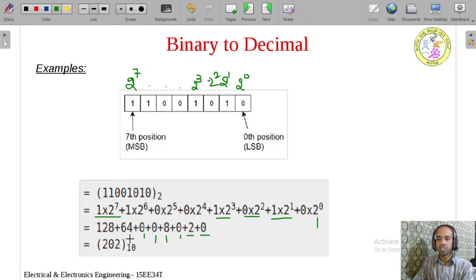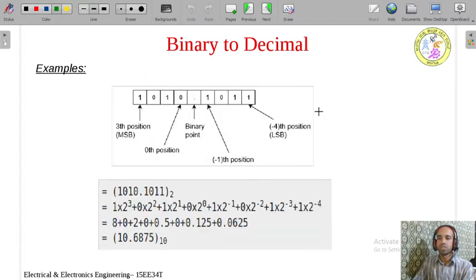2 to the power of 6 is 64. 64 into 1 is 64. 2 power 7 is 128. 128 into 1 is 128. Now take the addition of all. You take the summation of all these. You do the addition. So 128 plus 64 plus 8 plus 2 is equal to 202 in decimal. So this binary number represents 202 in decimal. This is how we can convert a given binary number into a decimal number.